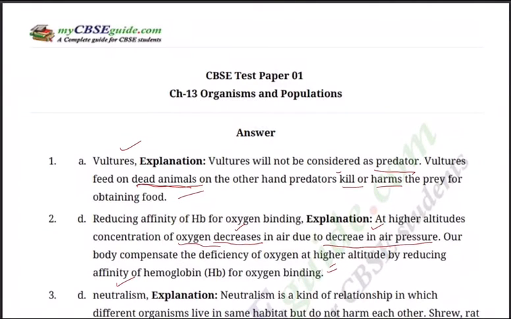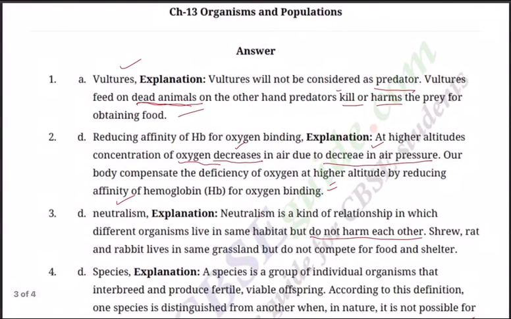Question 2, it has to be D, reducing affinity of hemoglobin for oxygen binding. Explanation: at higher altitudes, the concentration of oxygen decreases in the air due to decrease in air pressure. Our body compensates for the deficiency of oxygen at higher altitude by reducing affinity of hemoglobin for oxygen binding. So that is the reason why it has to be answer D.